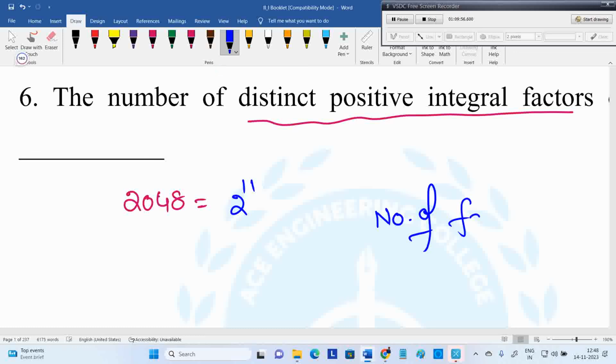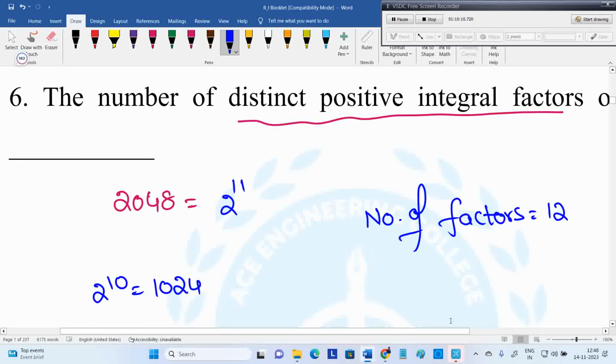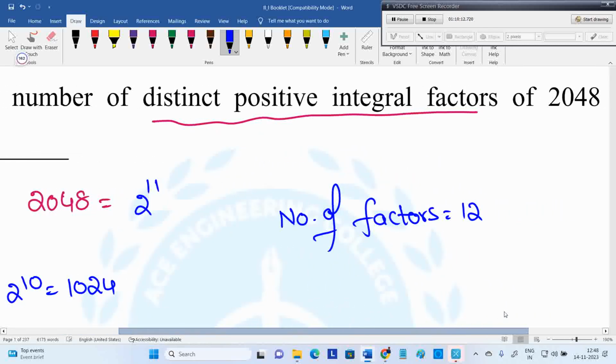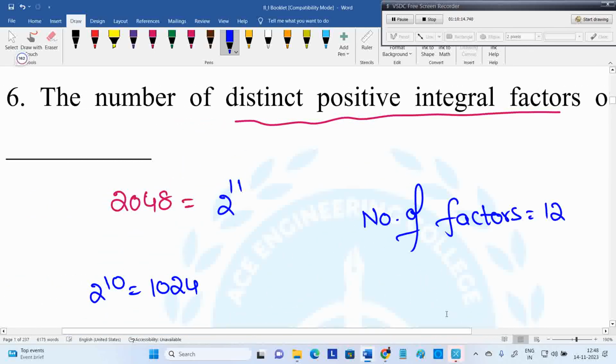Why is 2 power 10 equal to 1024, and 2 power 11 equal to 2048? I can write it directly. For the 2048 question, we have the number of factors equal to 12. Write it as prime number power; 2048 is simple, so we go ahead with 2 power 11. So the number of factors is 12.